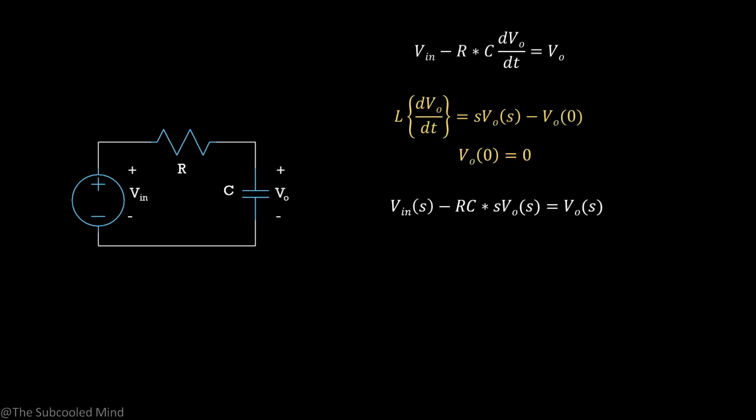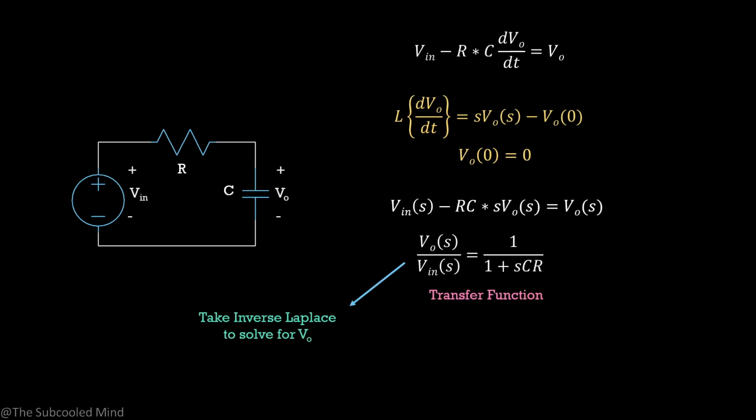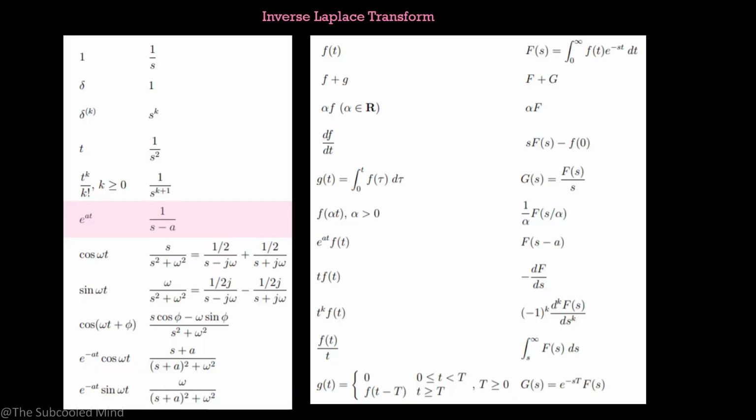We can find out the ratio of V out to V in, and this is also called the transfer function of the system. It tells us how the output will respond to different inputs. If you want to get the output in the time domain, you can take the inverse Laplace transform of this equation using lookup tables. Inverse Laplace transform will convert the S domain back into the time domain.